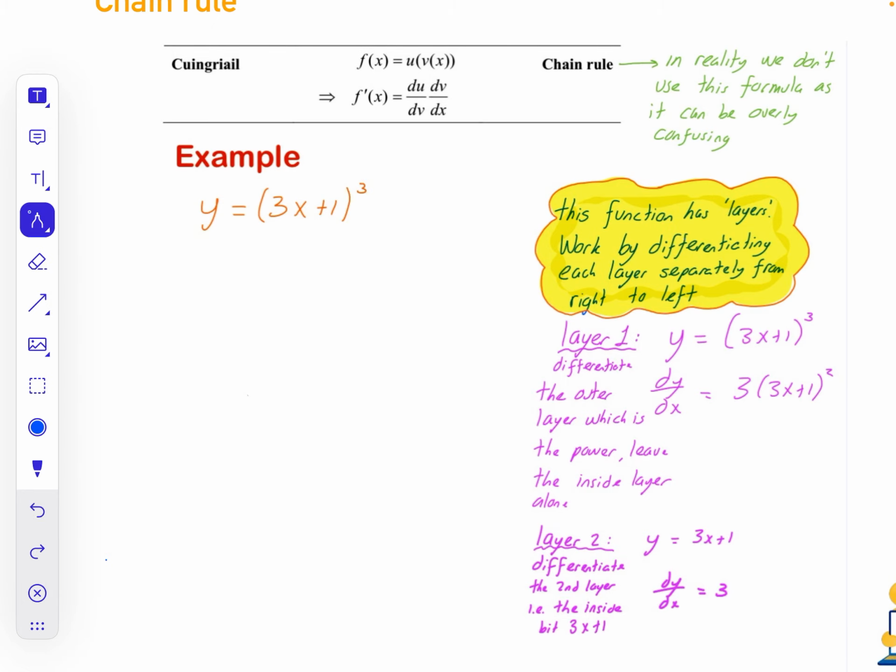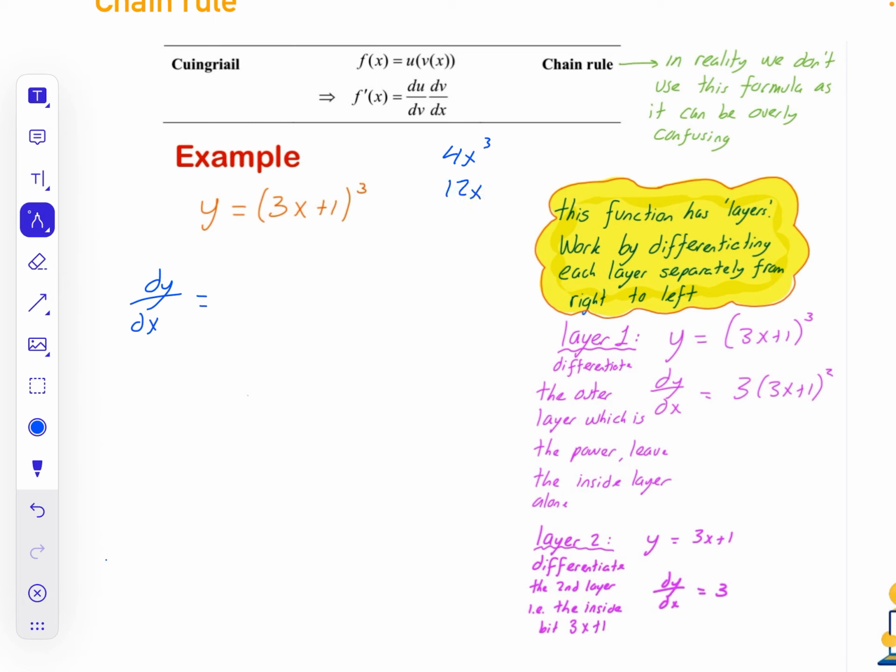I'm just going to talk through it here on the left hand side. So the first thing I'm going to do is differentiate the power, and I'm going to leave the inside bit alone. Okay, so dy dx is going to equal... first I'm going to differentiate the power. I'm kind of going to pretend that I'm differentiating, say, 4x cubed.